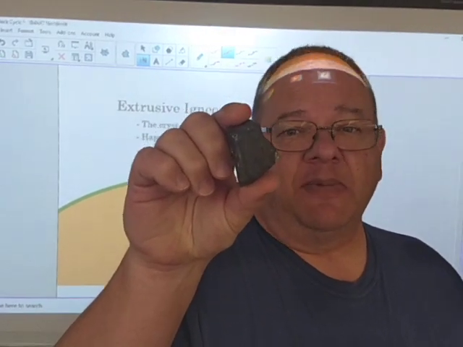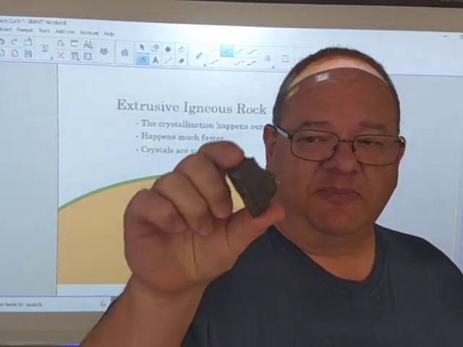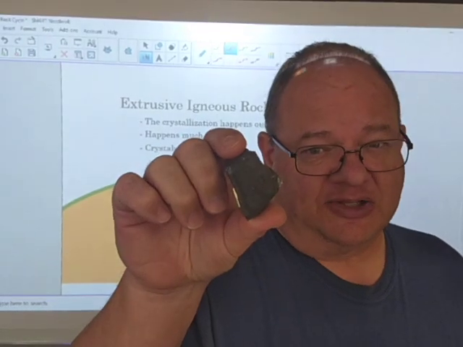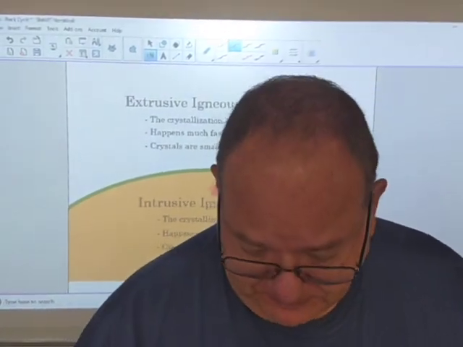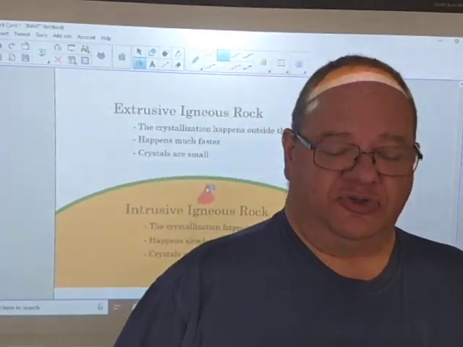The crystal structure is really, really fine. I think this is an extrusive rock. I think this might be an example of basalt. I'm not certain on that at all. Granites are intrusive, basalts are extrusive.